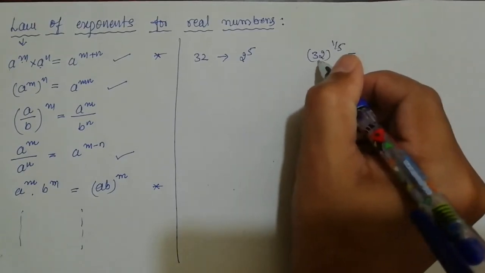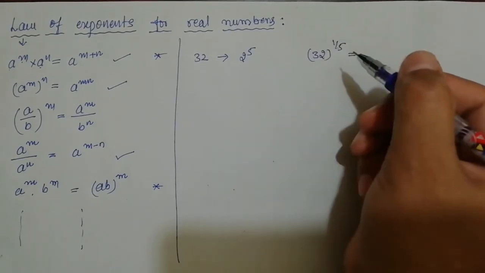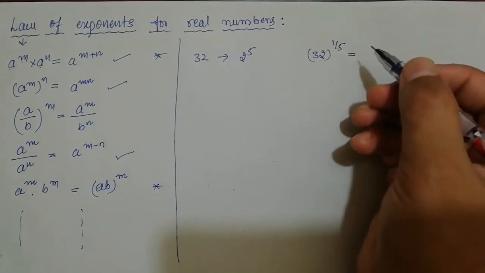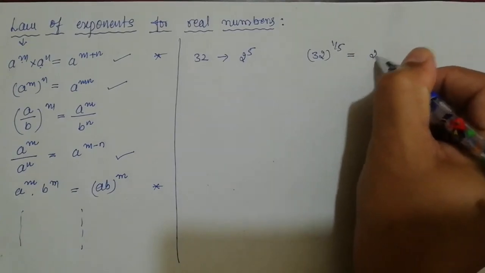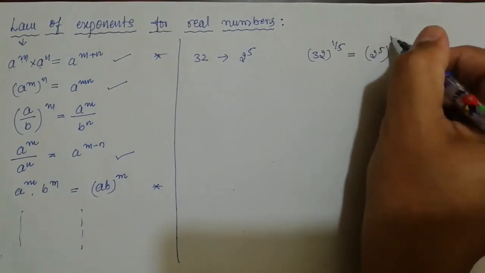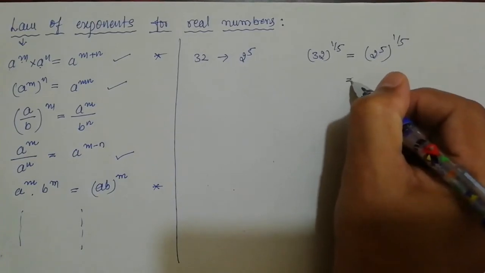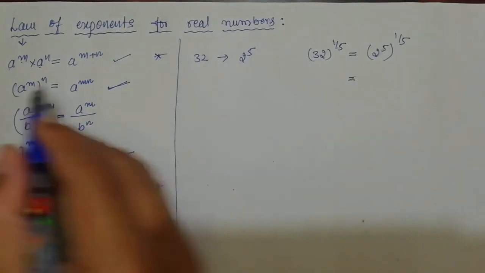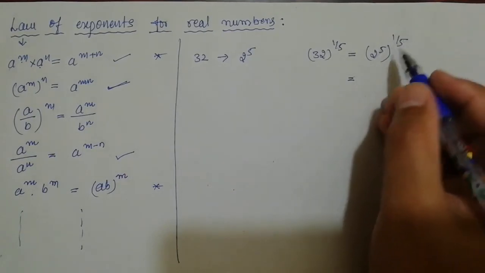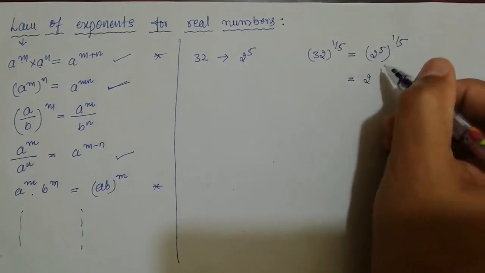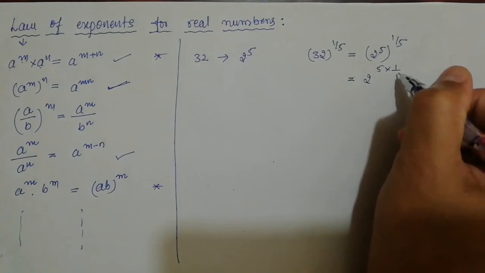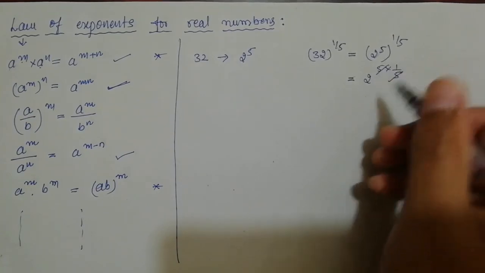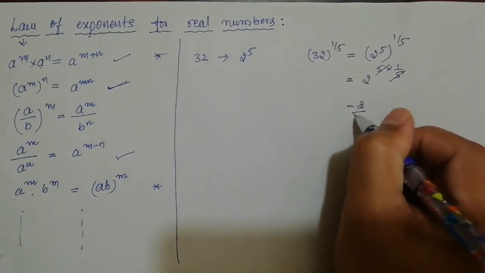How can you simplify this one? You must know how to write 32 as an exponent of some number. You can write this as 2 power 5, and then whole power 1 by 5. Now in the next step you can apply this formula. It is of the form a power m whole power n equals a power m into n. So 5 into 1 by 5, the 5 and 5 will get cancelled, and the remaining will become just 2.